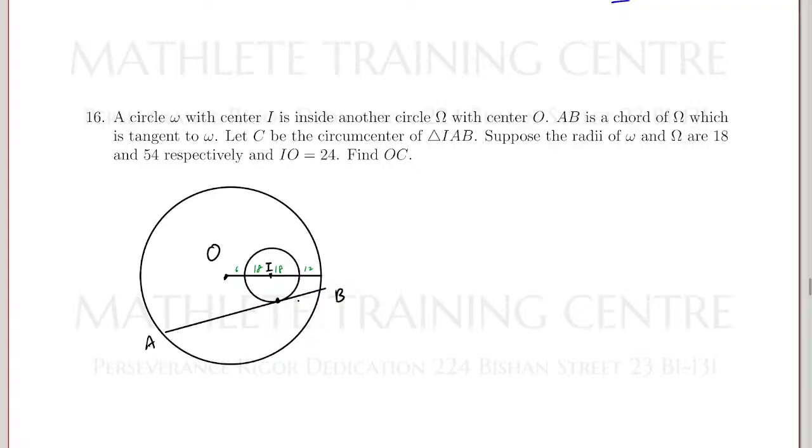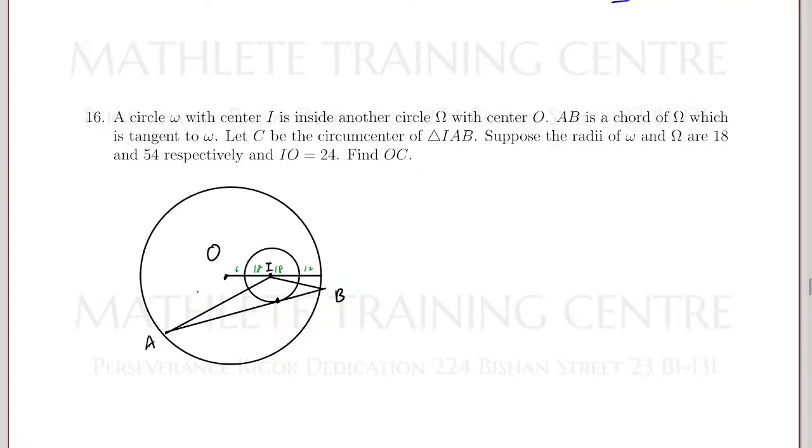And then now, C is the circumcenter of IAB. So if you draw the triangle IAB, we're going to find the circumcenter. That means pretend that there's a circle you can draw through these 3 points. We're going to figure out where the center is going to be. According to this diagram, it should be somewhere here, right? Maybe it's inside the circle, maybe it's outside the circle, we don't really know.